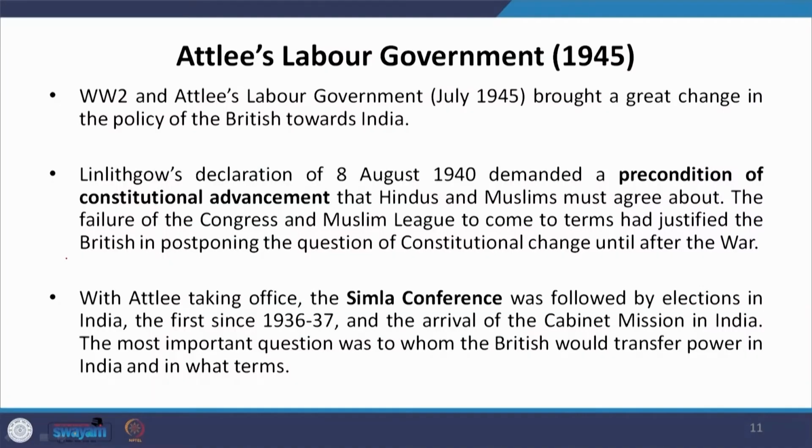Next, we are going to talk about Attlee's Labour government in 1945. World War II and Attlee's Labour government brought a great change in the policy of the British towards India. Linlithgow's declaration of 8th August 1940 demanded, as a precondition of constitutional advancement, that Hindus and Muslims must agree. The failure of the Congress and the Muslim League to come to terms had justified the British in postponing the question of constitutional change until after the war.